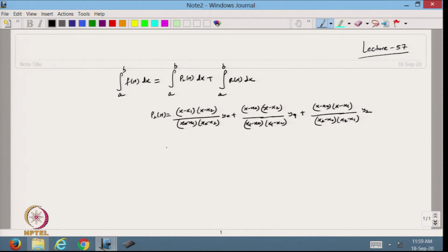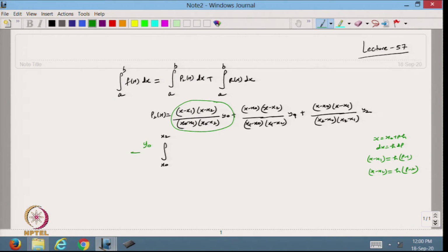Then we wanted to do the integration from x0 to x2 of this factor. So, we started with the transformation, that is x is equal to x0 plus ph, and then dx is equal to h dp. x minus x1 can be written as h(p minus 1), x minus x2 can be written as h(p minus 2), and so on. So, this we have done in the previous lecture. From here I can write down this integration.